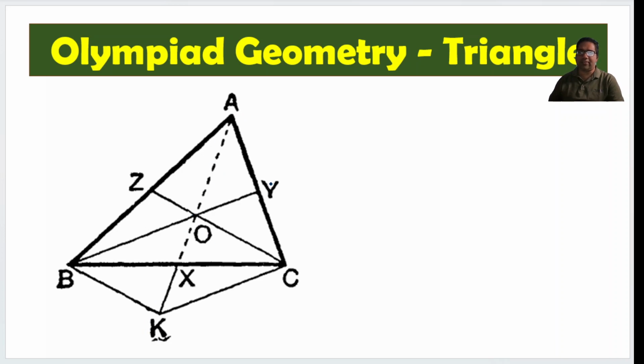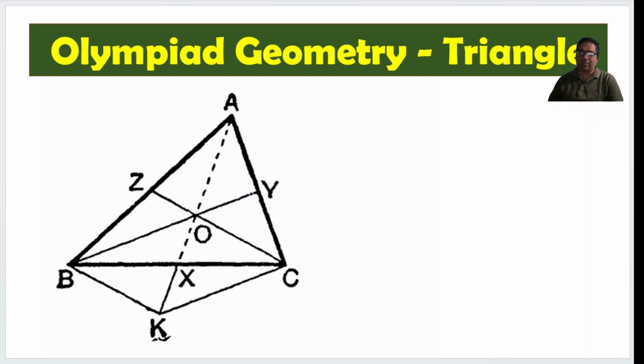Y is the midpoint of AC, because BY is a median. Let's draw a line KC. Let's draw a line parallel to BY going through C. Let's draw this line first. This line BY and KC are parallel. And let this line AO be extended until it meets this line, which is parallel to BY going through C, at K.